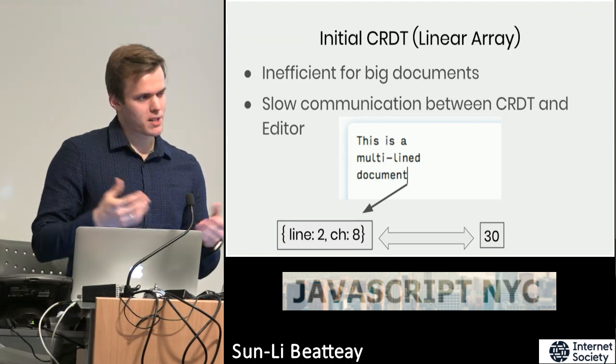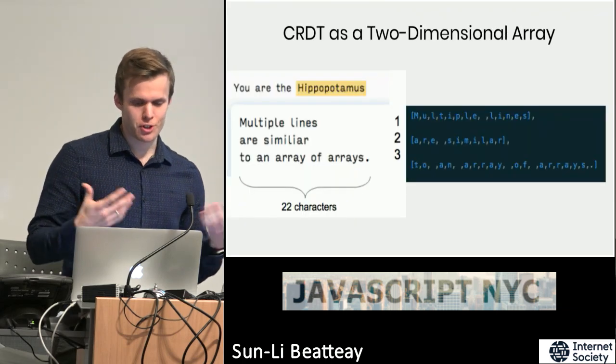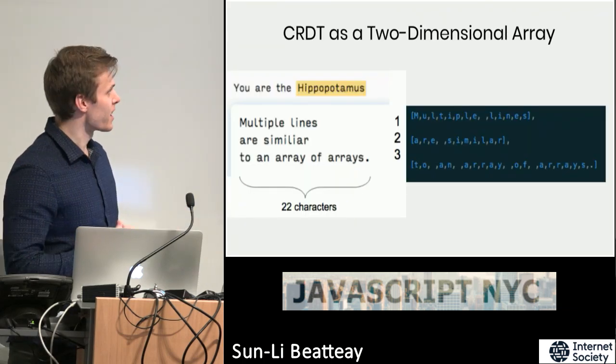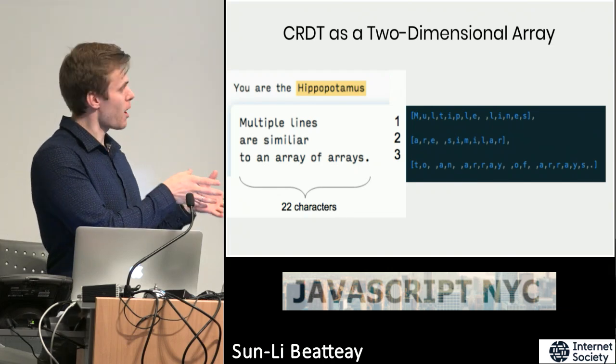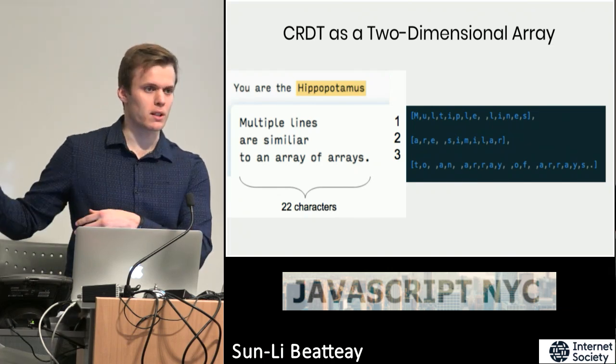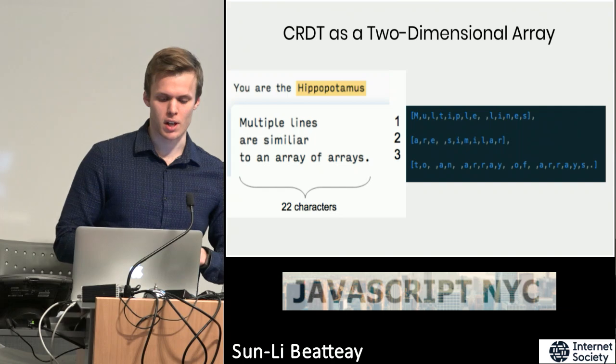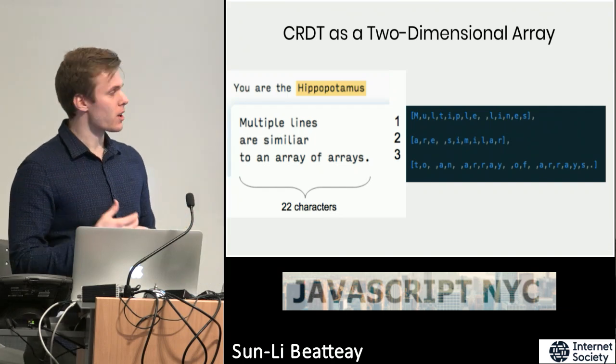To address that, we turned our CRDT into a two-dimensional array, because that's how our editor was structured. Now we can take the position object that CodeMirror gives us and pass it directly to our CRDT. So it's a very fast communication. And it turns out there are other improvements as well.